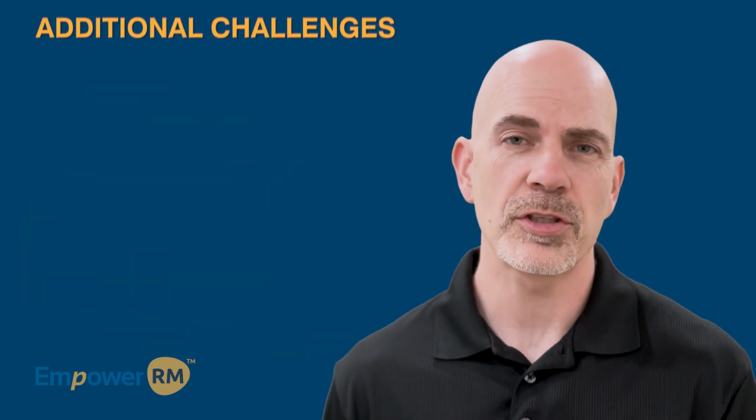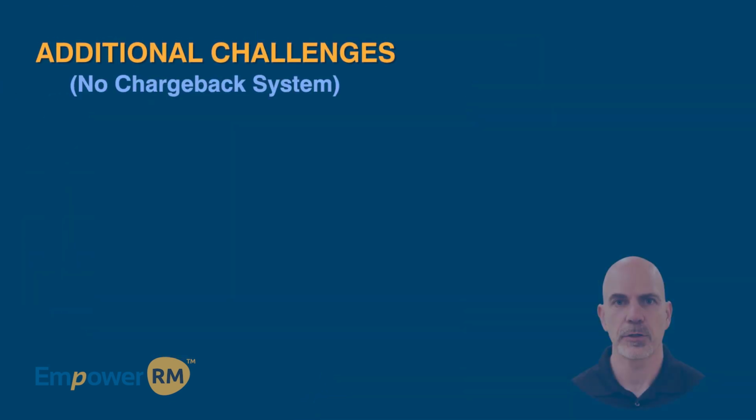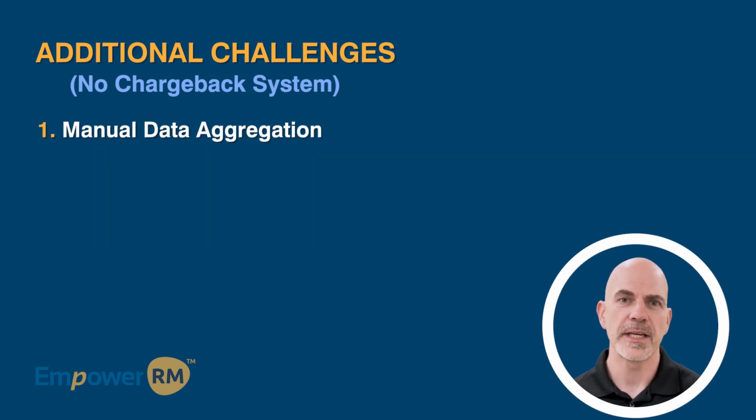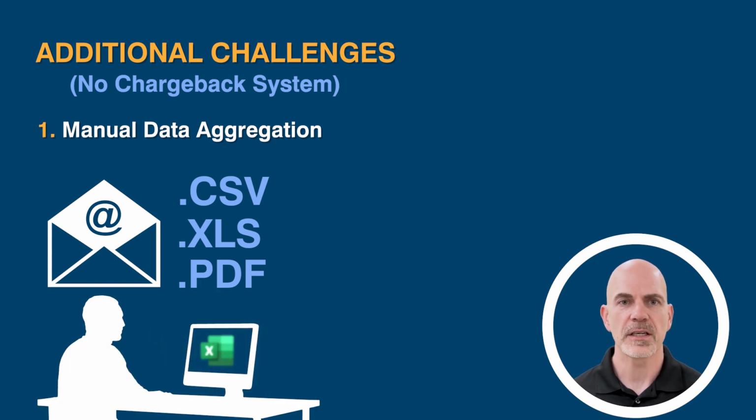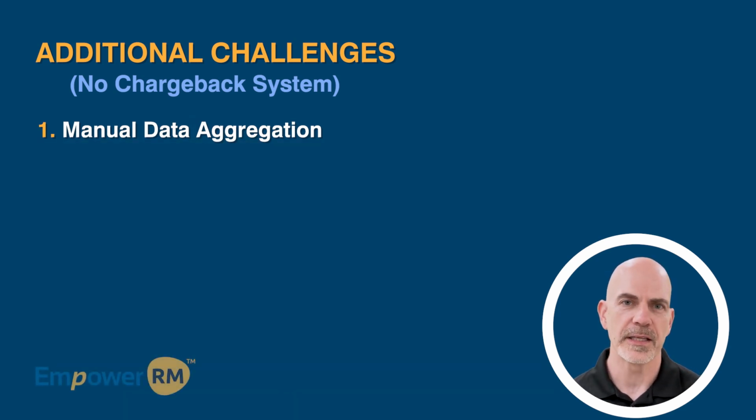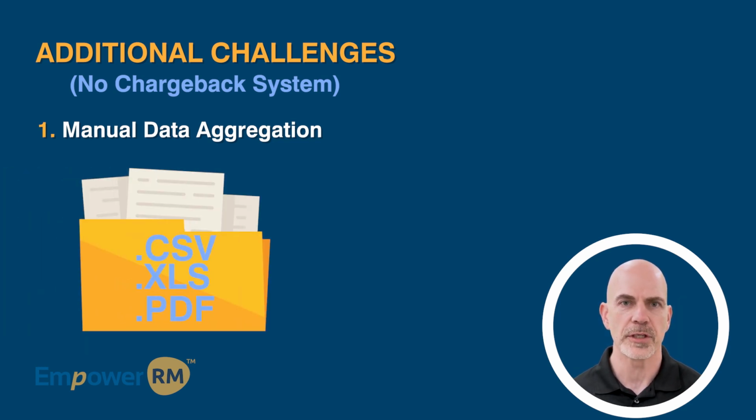Now let's go over some additional challenges you have when you don't have a chargeback system. First is manual data aggregation. When you're on auto debit, you typically receive chargeback requests via email as CSV or Excel files, but they could also be PDF documents. Once you receive these files from the wholesaler, you would need to combine them in order to have a total picture of your chargebacks. This becomes complicated because each wholesaler sends the information in a different format, and now you need to manually rework and manipulate the data in order to line everything up and aggregate it together.